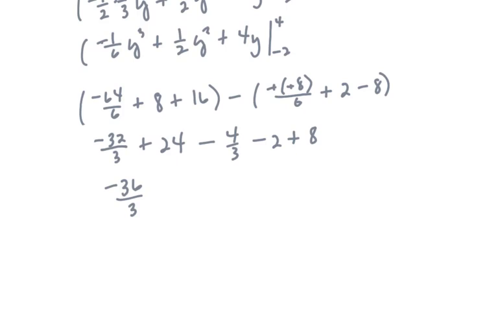My pencil doesn't want to write. Oh, well, there we go. So this makes negative 12 plus 30, which is 18. Now, you can't have a negative area. So if you got a negative area, you did something wrong.